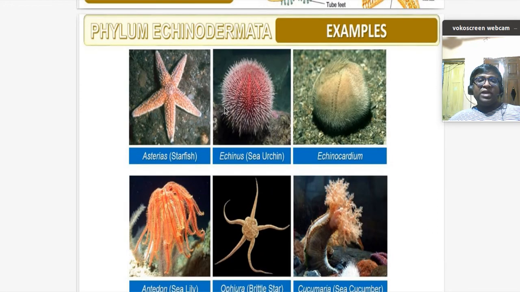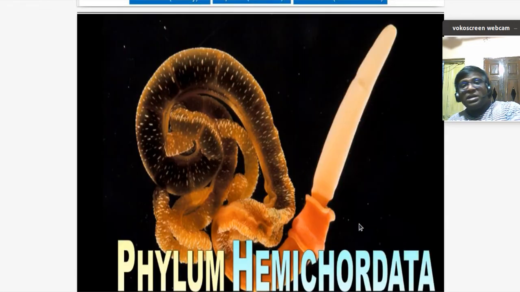The examples for Echinodermata: Asterias is called starfish, Echinus is sea urchin, then you have Echinocardium. Antedon is sea lily. They look like a lily flower. So sea lily they are called. Brittle star is Ophiura, and sea cucumber is Cucumaria. So these are the examples for phylum Echinodermata.